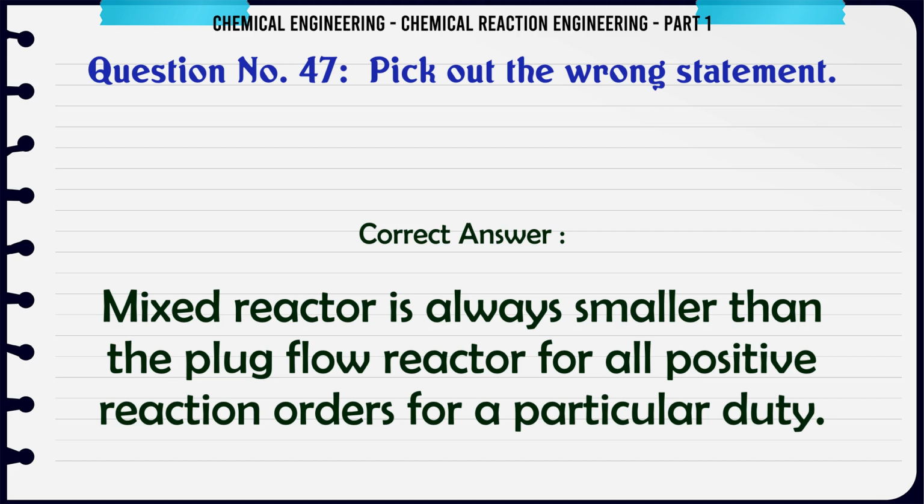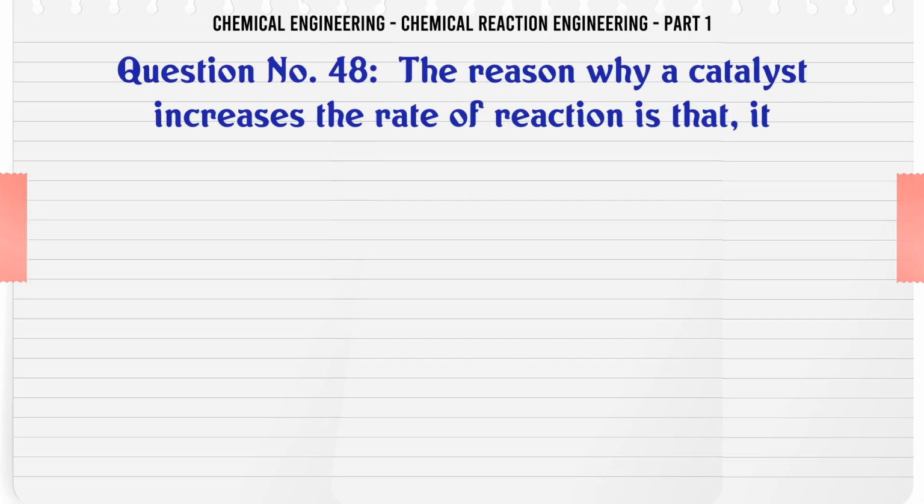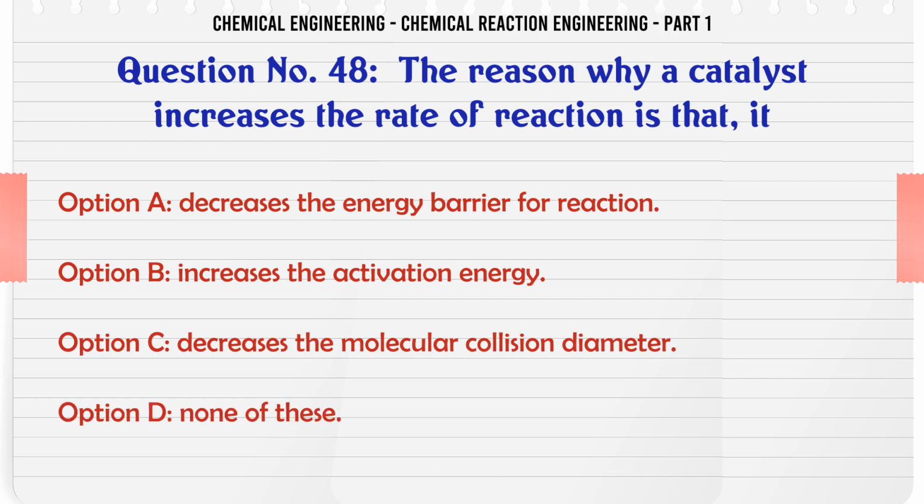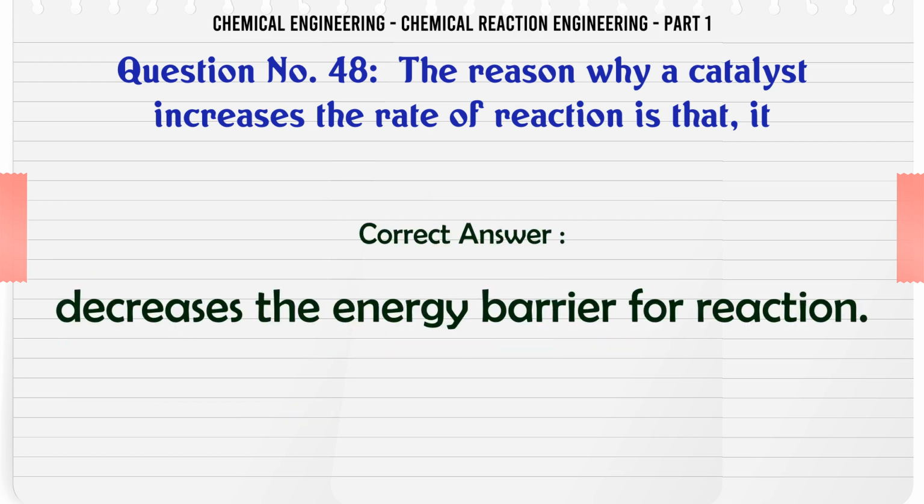The reason why a catalyst increases the rate of reaction is that it A. Decreases the energy barrier for reaction. B. Increases the activation energy. C. Decreases the molecular collision diameter. D. None of these. The correct answer is decreases the energy barrier for reaction.